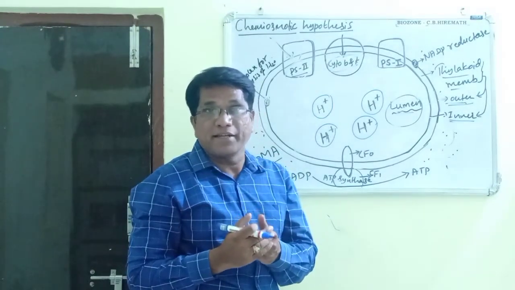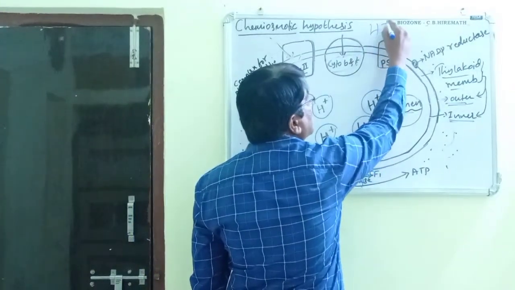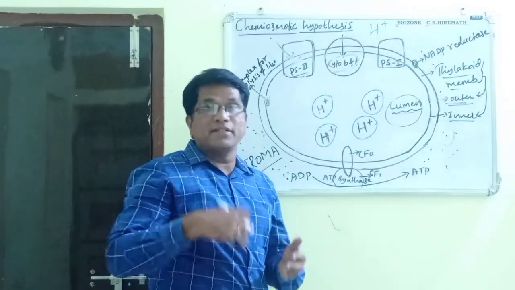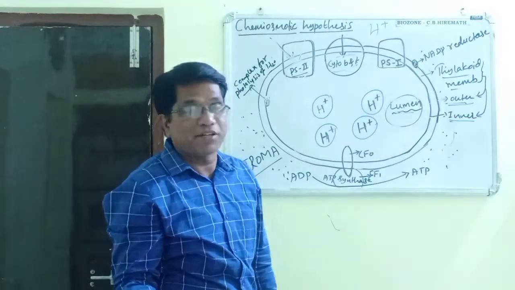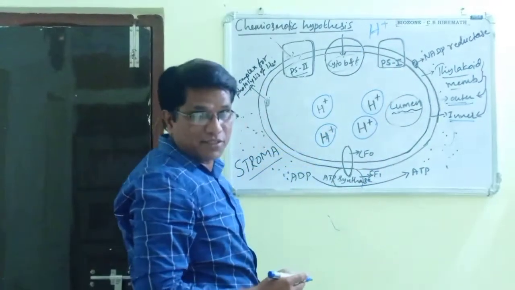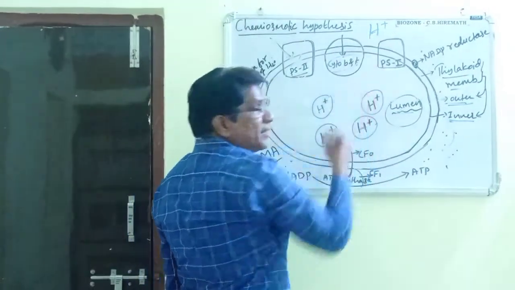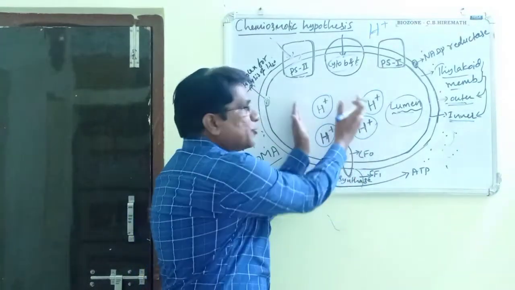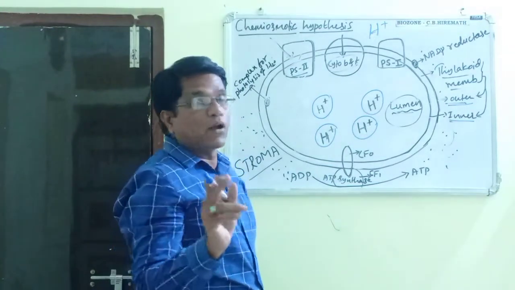This hydrogen carrier removes protons from the stroma side and the electrons are later transported to the next electron carrier. During this transportation, the protons which are present in the stroma side or matrix are pumped into the lumen of the thylakoid, because of which protons are accumulated in the lumen of the thylakoid.